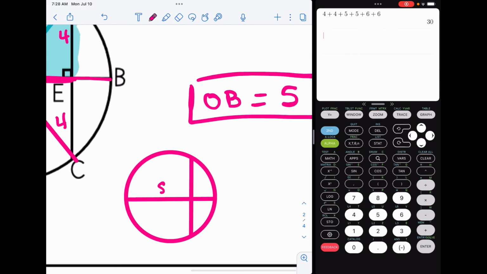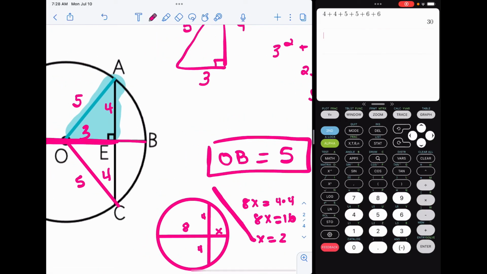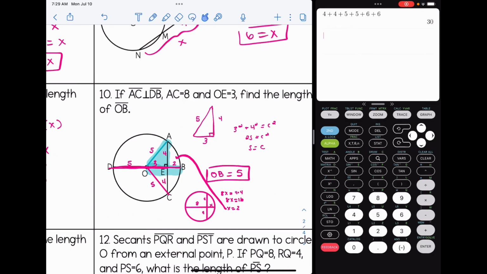This over here is X, and these were 4 and 4. So if I solve that, 8x equals 4 times 4, I get 8x is 16 and x is 2. Okay, here's how that relates. If I go back to my picture and I fill in that EB is 2, now you can see that OB is 5 because it's 3 plus 2. So you could use one of those circle rules if you wanted to as well.